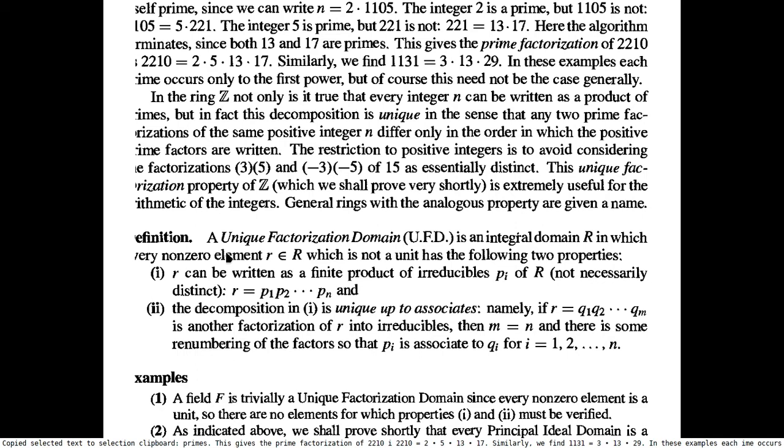So associates, in the sense that if you can write r in terms of another factorization, then you're going to have these irreducibles as associates, right? So I'm not sure how that works, but wait. If r is equal to q1, q2 up to qm, another factorization of r into irreducibles, then m is equal to n. Yeah, m has to be equal to n, right? So the number of irreducibles cannot be changed. And there is some renumbering of the factors so that pi is associated to qi for all indices i. Right. Makes sense.